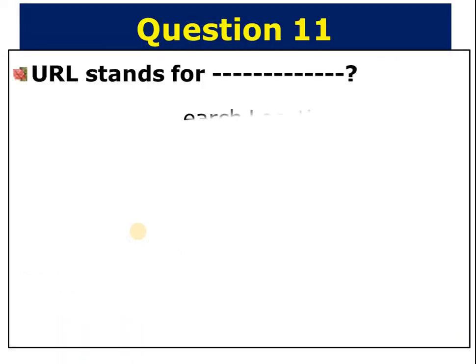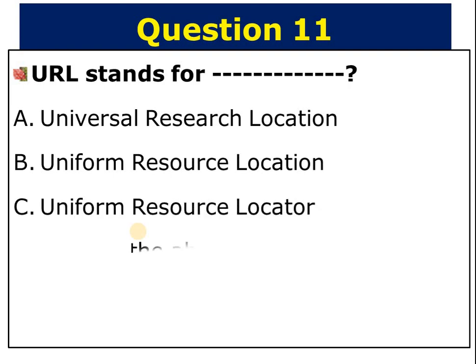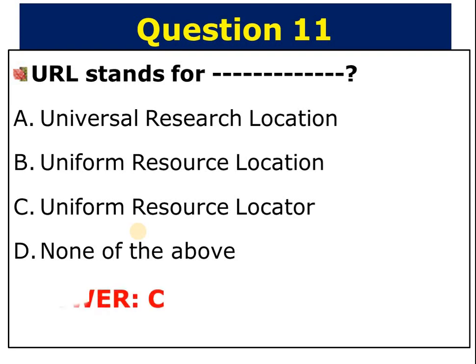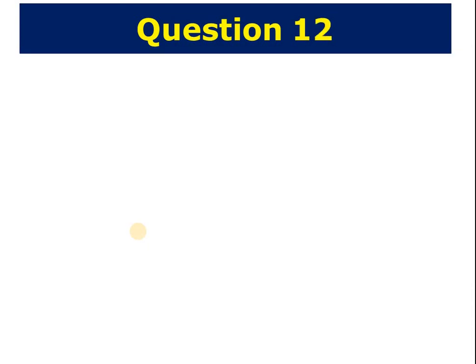Question number 11. URL stands for A. Universal Research Location. B. Uniform Resource Location. C. Uniform Resource Locator. D. None of the above. The answer is choice C. Uniform Resource Locator.